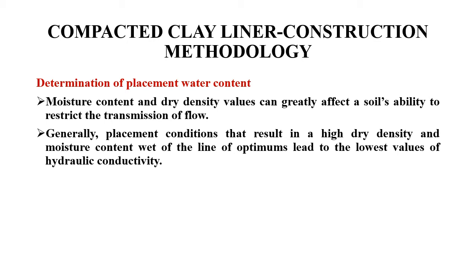So layer by layer only you will be making the compacted clay liner. Each layer that you place on the ground is called a lift. Now, what we are going to discuss now are some of the control measures, or basically the construction methodology that has to be followed during the construction of a compacted clay liner. So one of the things is to determine the placement water content.